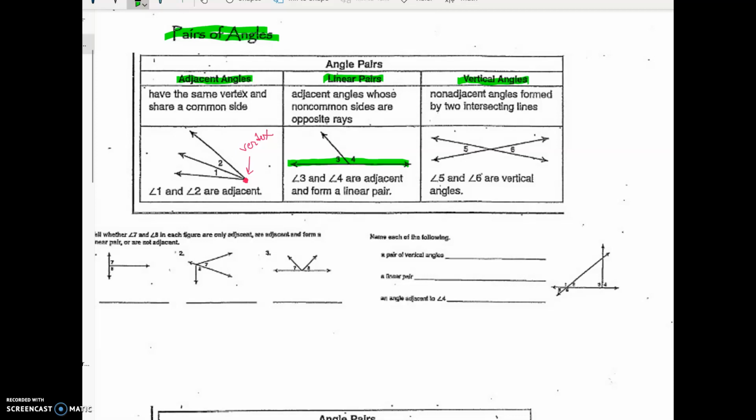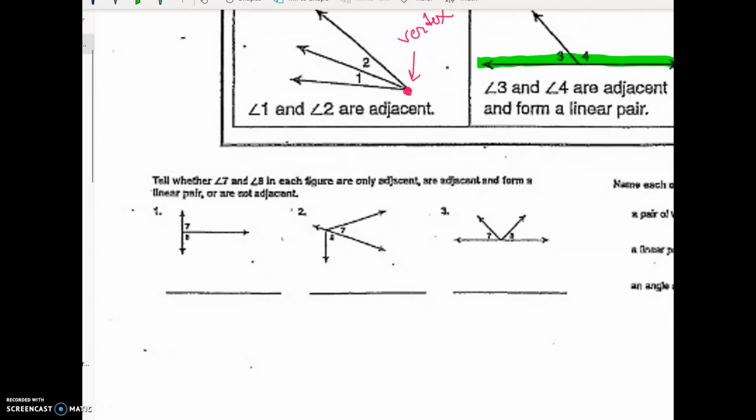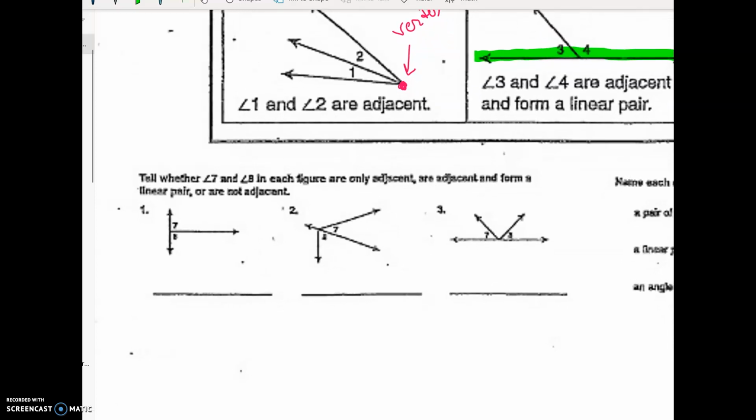So the first part of the notes here is kind of tiny, so I'll try to make that a little bit bigger as we go through. It is just identifying the different pairs in different situations, different examples. So if we look here at 1, 2, and 3, they want us to tell whether angles 7 and 8 in each figure are only adjacent, are they adjacent and form a linear pair, or are they not adjacent? So remember, to form a linear pair, they need to form a straight line.